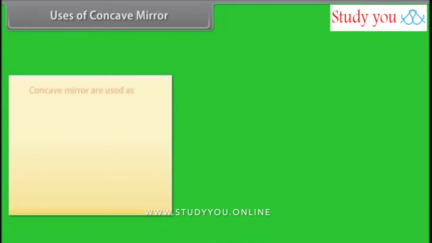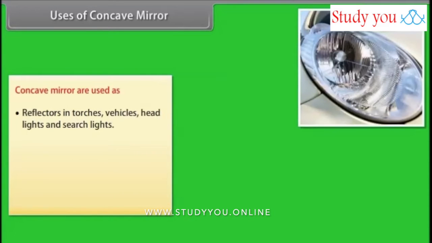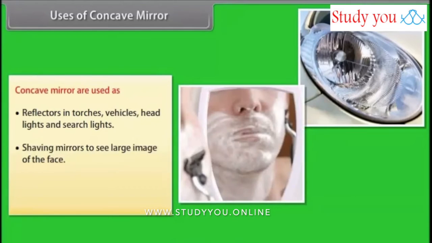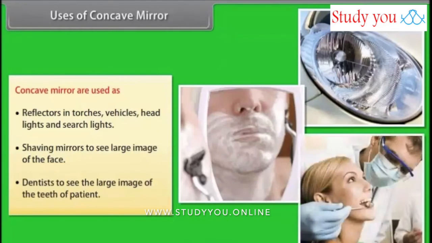Uses of concave mirror. Concave mirrors are used as reflectors in torches, vehicle headlights, and searchlights. Shaving mirrors to see large images of the face. Dentists use them to see large images of the teeth of patients.